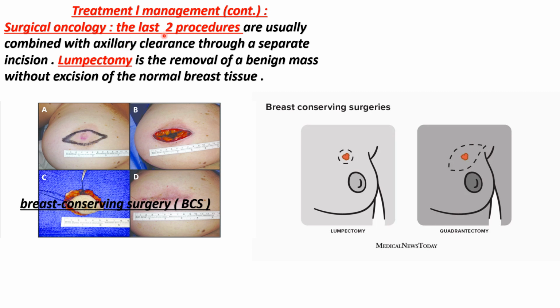The last two procedures, breast conserving surgery and quadrantectomy, are usually combined with axillary clearance through a separate incision. Lumpectomy is the removal of a benign mass without excision of the normal breast tissue, as we see here.